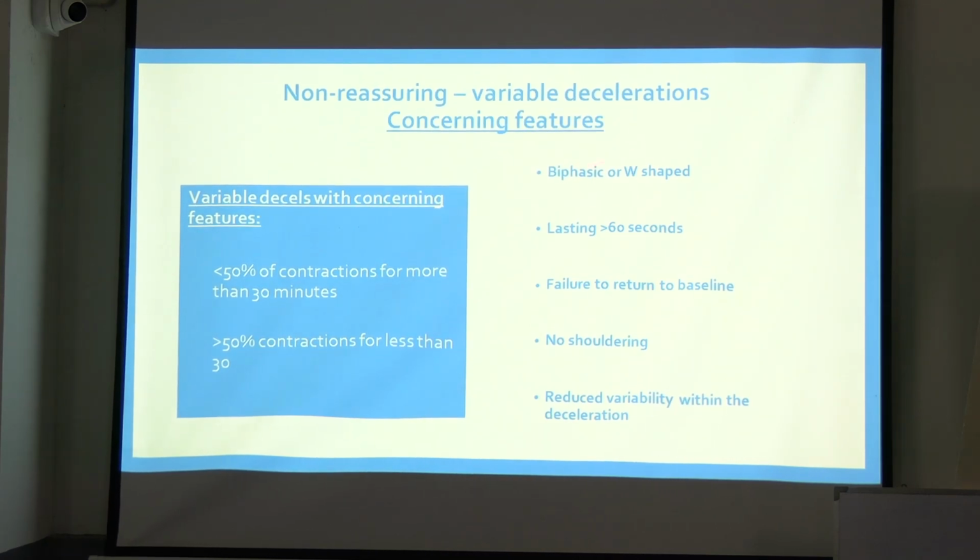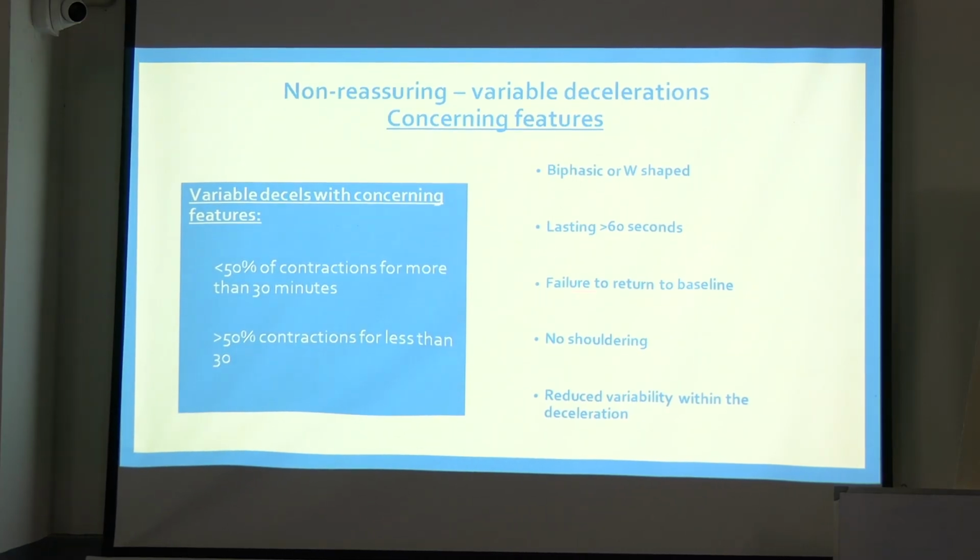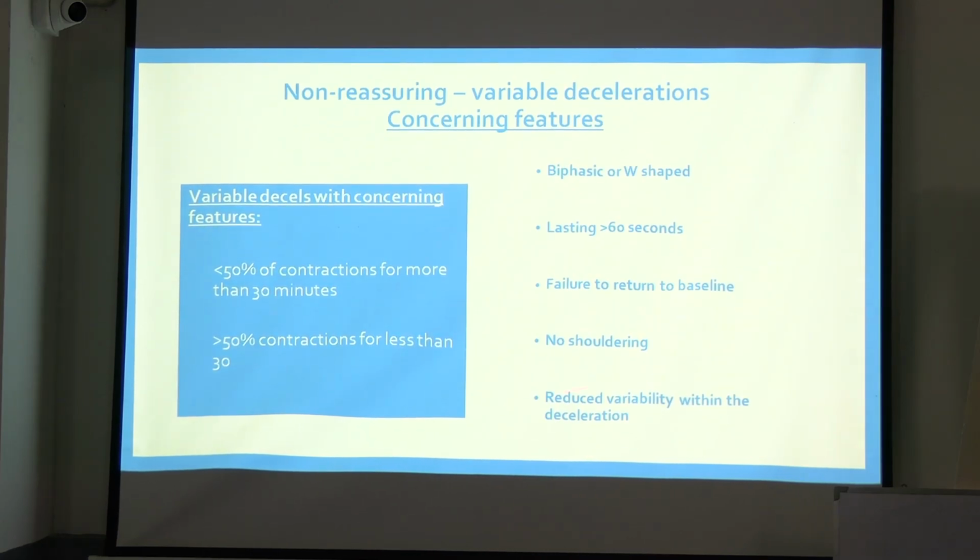If there is biphasic or W shape fetal heart rate tracing, if it is lasting for more than 60 seconds, okay, if it is lasting for more time, then it is a concerning feature. We have to do something. If there is failure to return to the baseline, if the deceleration is going down and not returning to the normal baseline, you need to worry. There is no shouldering. What is shouldering, I will tell you later on. And there is reduced variability within respiration.